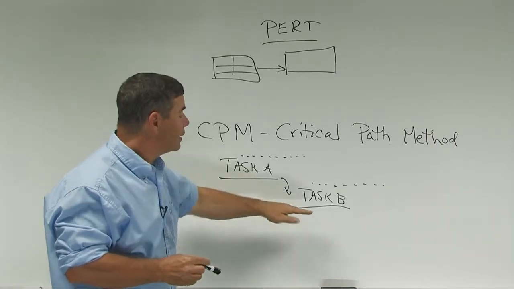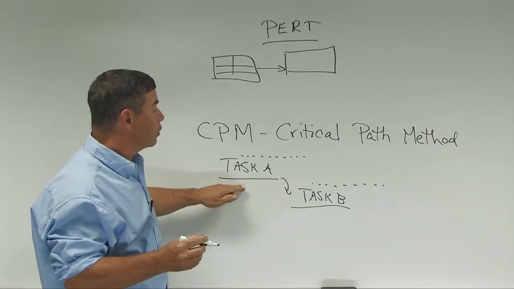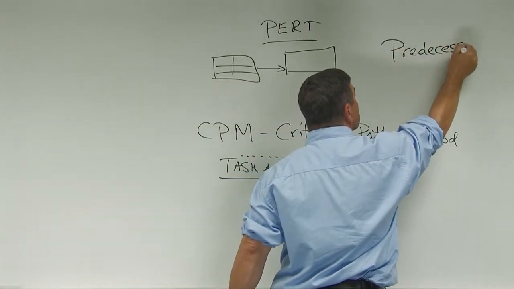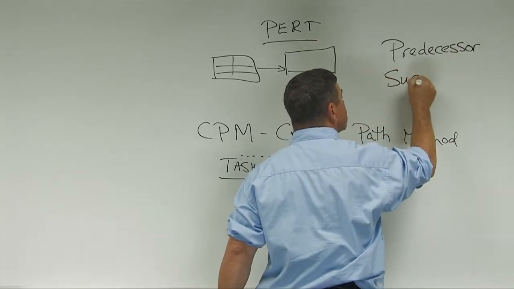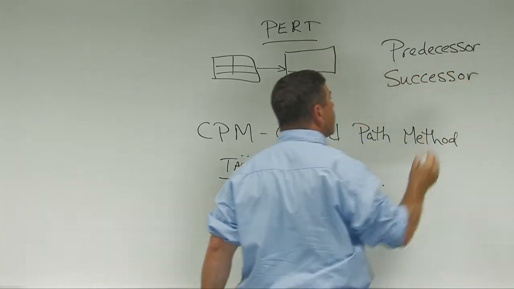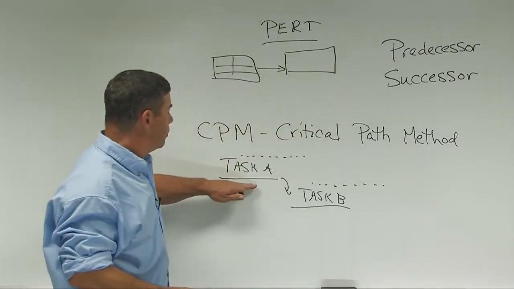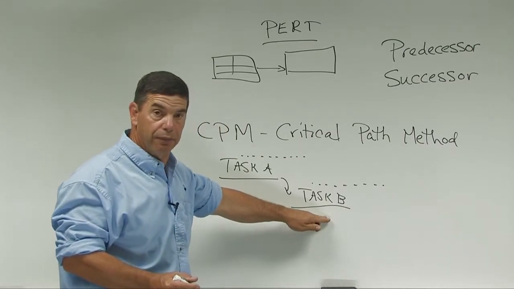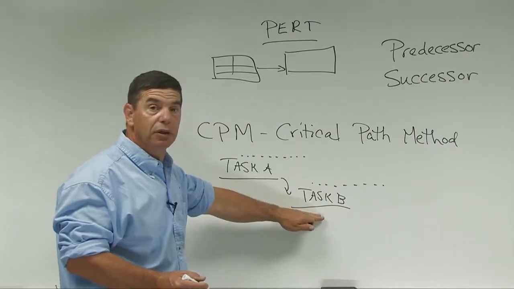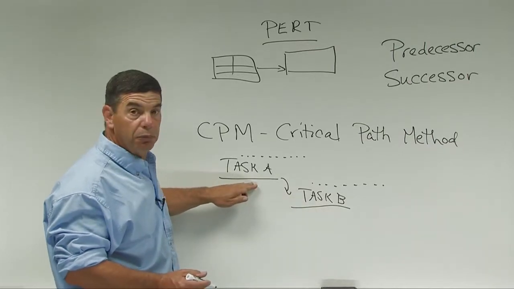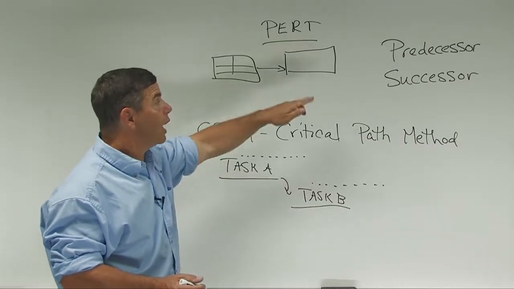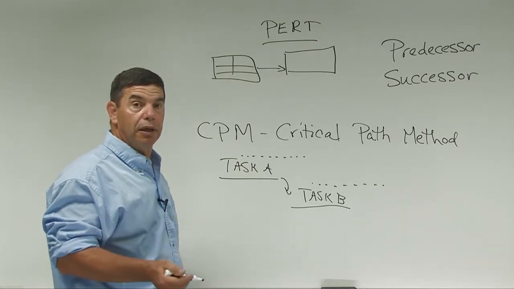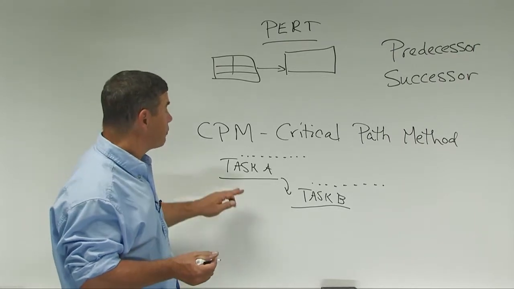The critical path tasks then have a few terms. One is called predecessor. The other one is called successor. The predecessor being task A in this example, the successor being task B. That the successor can't start until the predecessor is complete. So we have the terms predecessor and successor. We'll use those regularly in the Primavera P6 computer world.